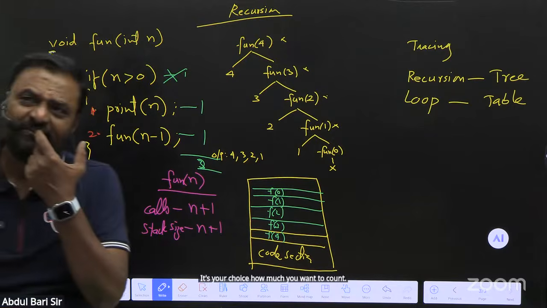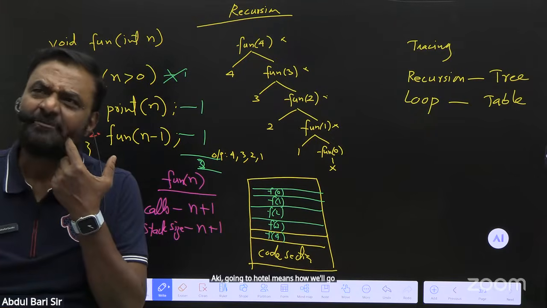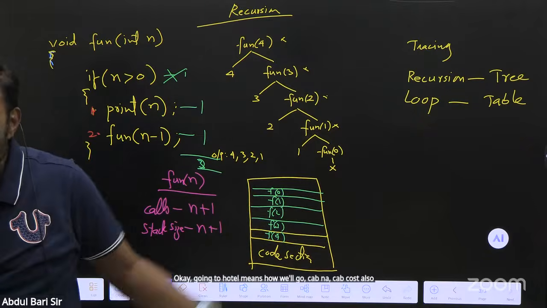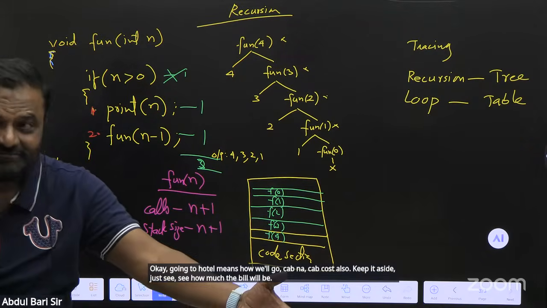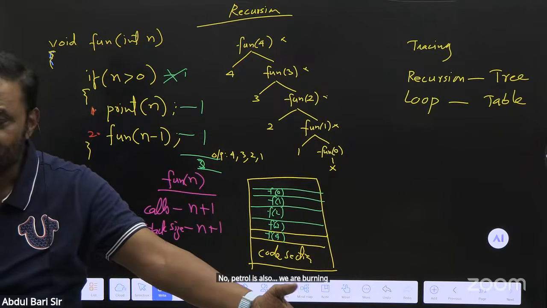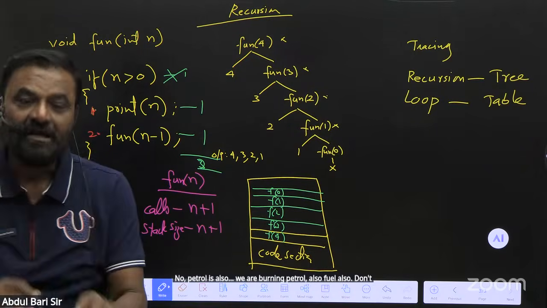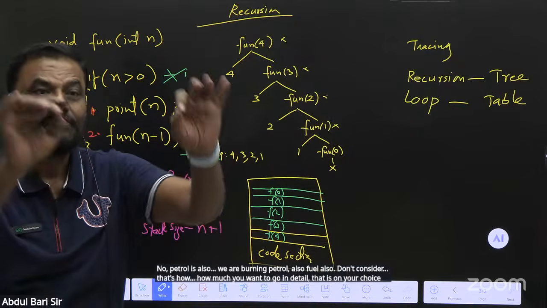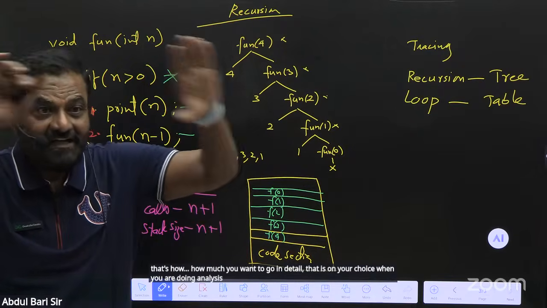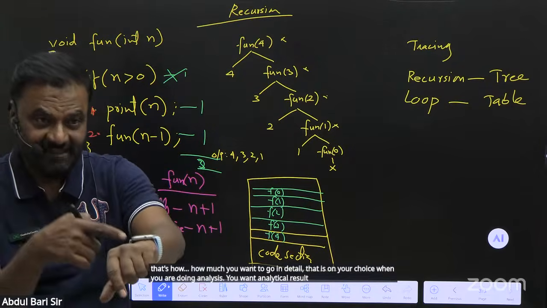Going to the hotel means how will you go, by cab, so there is cab cost also. You keep it aside, just see how much the bill will be. We are burning petrol also, fuel also. Don't consider that. How much detail you go into is your choice when you are doing analysis. You want an analytical result, you don't want exact figures.